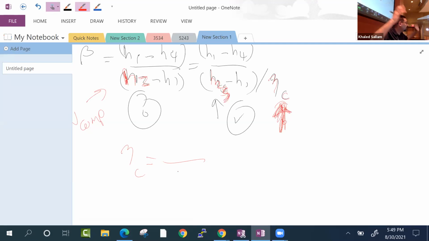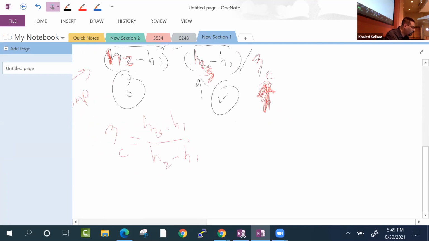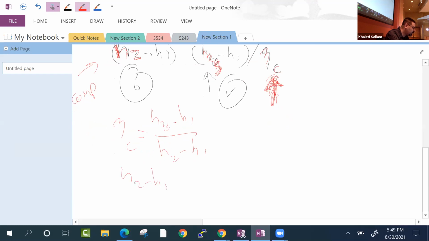The actual work is way bigger. So the ideal work is H2S minus H1. The actual work is H2 minus H1. So if you want the H2 minus the H1, it's going to be the H2S minus H1 divided by eta compressor. So it's easy to calculate H2S because you know the entropy and the pressure, or the entropy and the temperature. You'll be able to calculate H2S, and this will be given. Then you can calculate your H2, which is what you really need for your coefficient of performance.